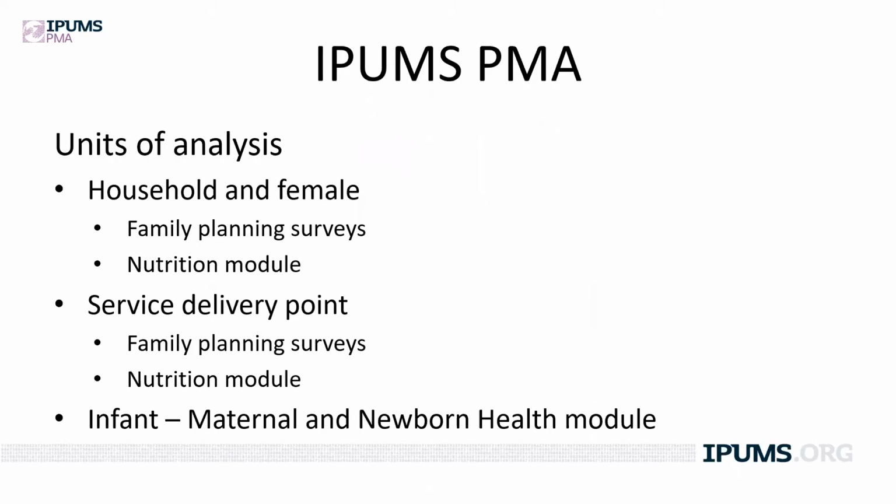PMA data is collected at multiple units of analysis. Currently, there are household and female surveys, where each observation in the microdata is a person, and that's organized within households. The core female family planning surveys are collected this way, in addition to nutrition modules that are collected in Burkina Faso and Kenya.